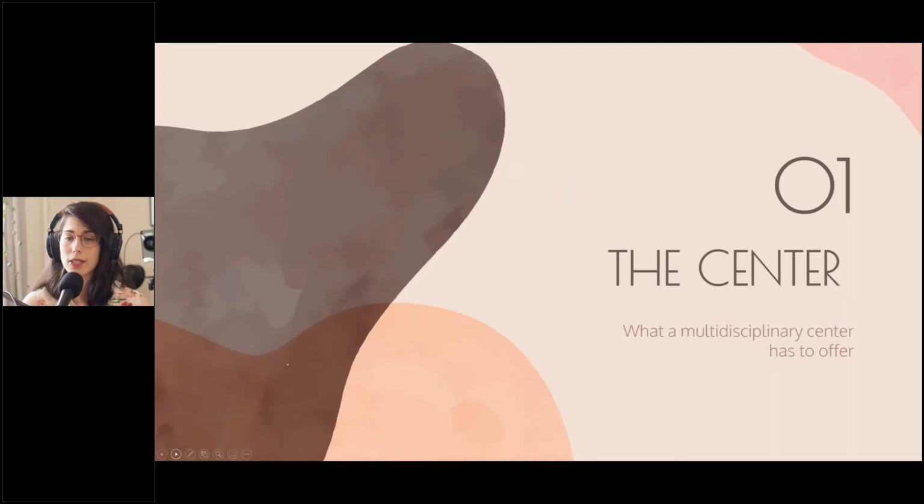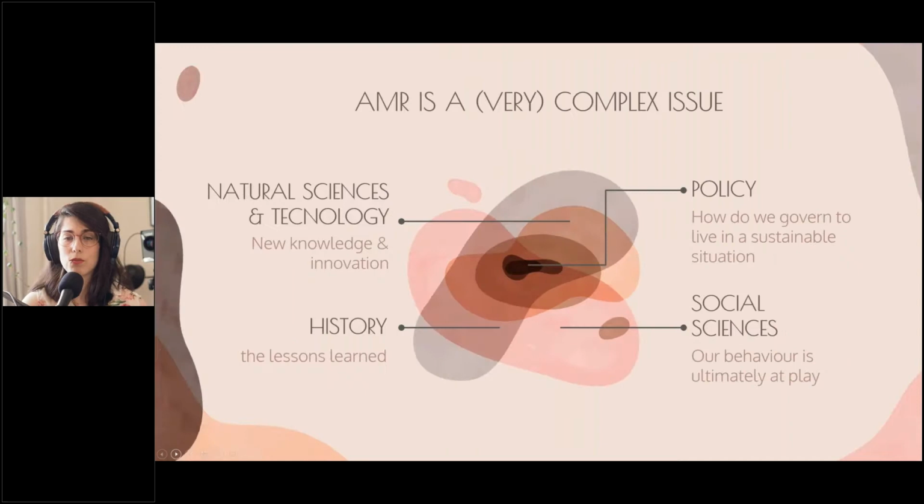So about our center, what does a multidisciplinary center like the Uppsala Antibiotic Center have to offer? I think it comes as no surprise to all of you out there that AMR is a very complex issue. Katie presented very nicely how complex it is when it comes to bringing up new antibiotics and researching antibiotics and putting them out in the market. But this is much, much bigger than that.